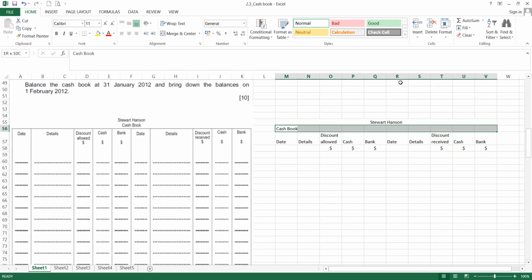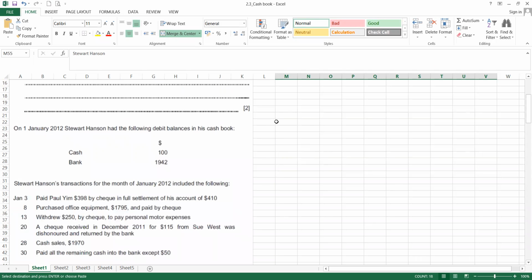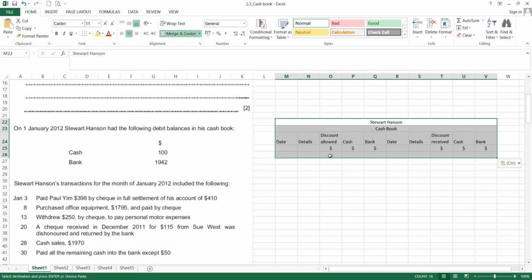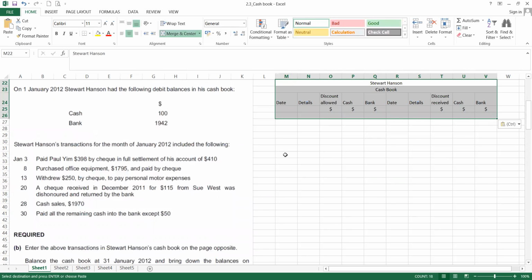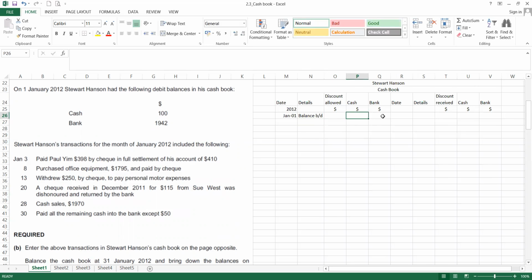Now what we have to do is copy this format to the question side by side so that it is easier for us to prepare. So first of all, start from the beginning of the year, January 1st, balance brought down. Cash 100, and then bank is 1942.